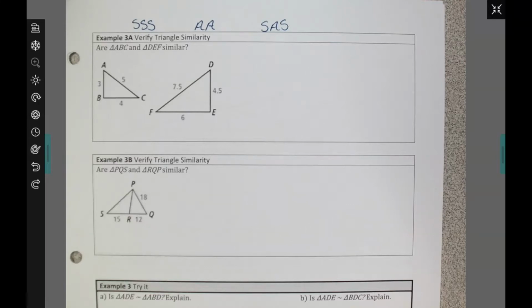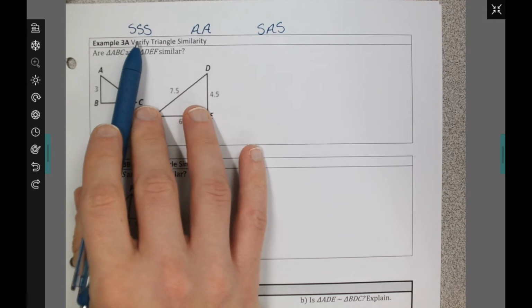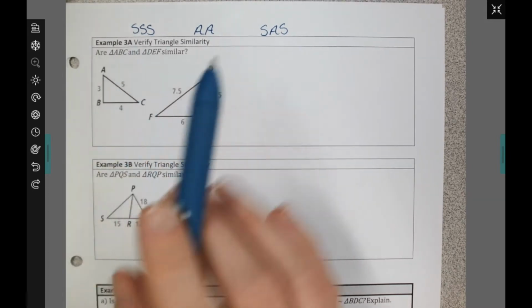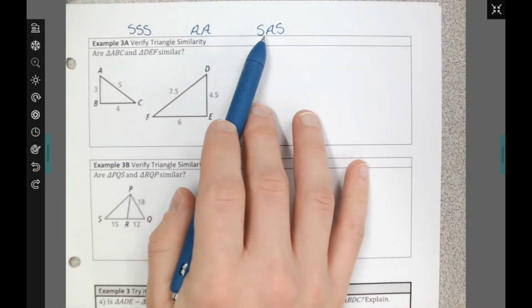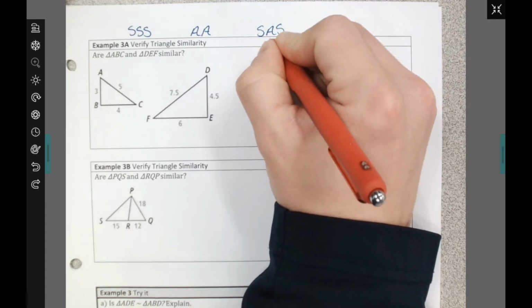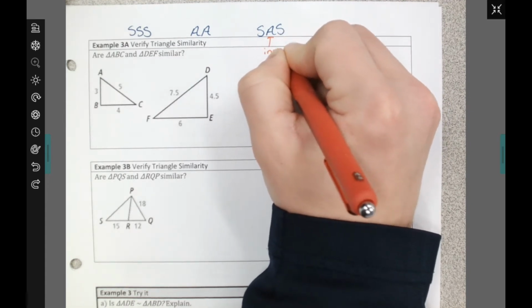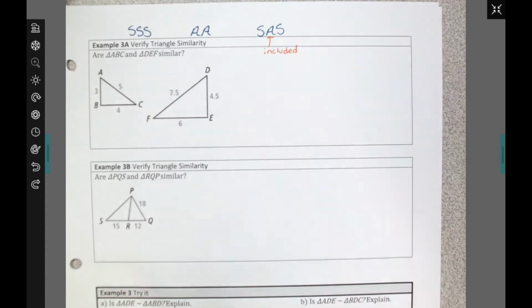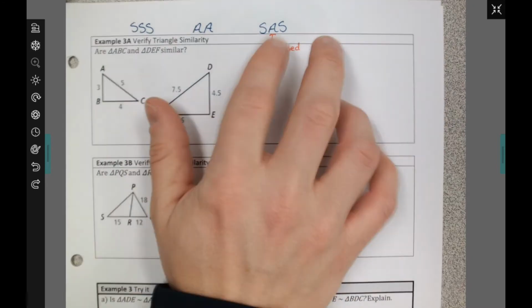All right, in section 7.3, we look at actually proving that triangles are similar. So there's three different theorems that we could use here. We have the side-side-side similarity theorem, we have an angle-angle similarity theorem, and we have a side-angle-side similarity theorem. The key to the side-angle-side is we have to make sure that the angle is the included angle between the sides. So it's similar to first semester, but you've got to make sure that that angle is in between the two sides that are similar on the triangle.